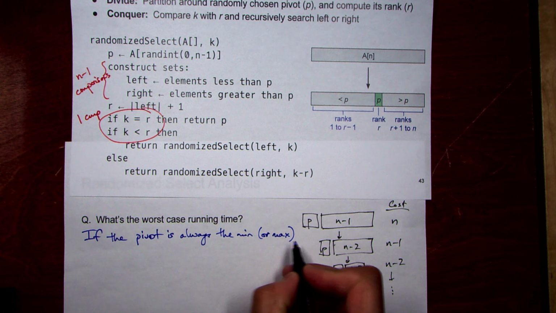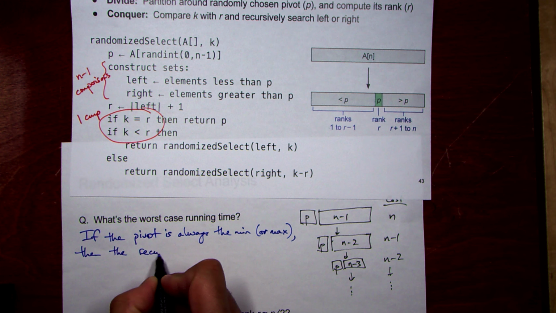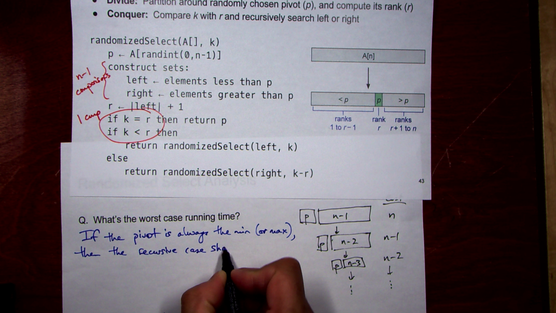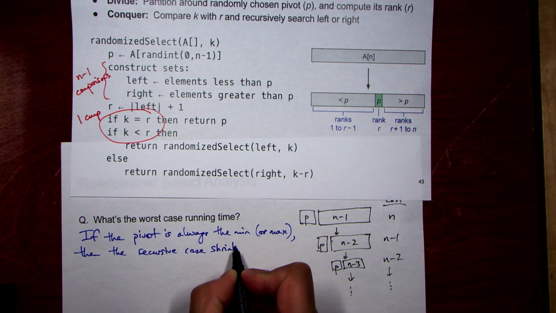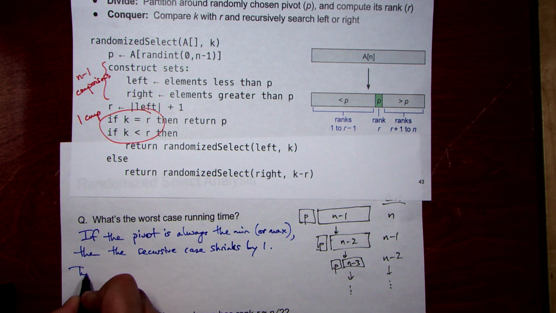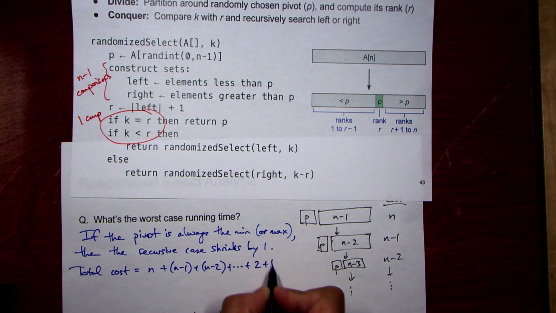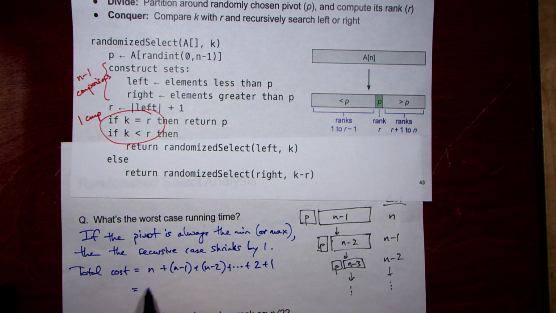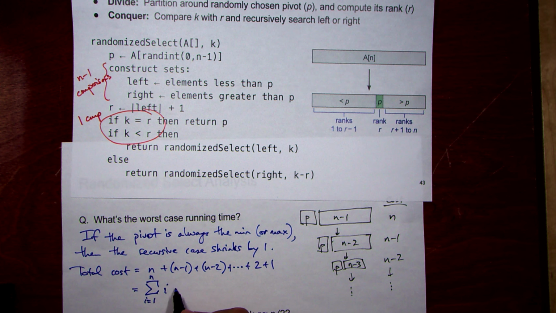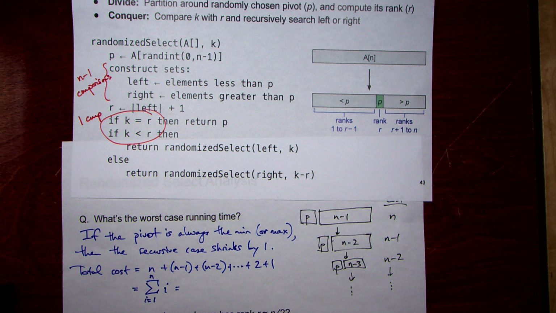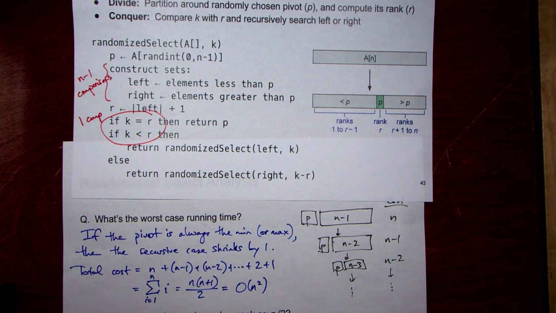Okay, so the recursive case shrinks by 1. So the total cost is n plus n minus 1 plus n minus 2 plus dot dot dot plus 2 plus 1. Or if you don't like dot dot dot, that is the sum from i equals 1 to n of i. And we know what that equals, right? n times n plus 1 over 2, which is n squared. Okay, so that's an n squared algorithm in the worst case.